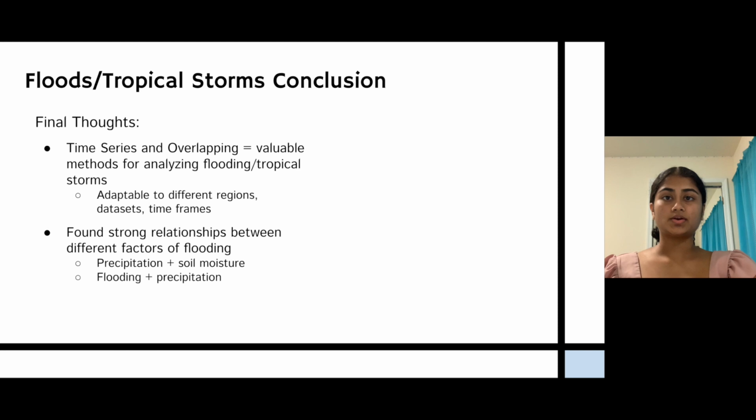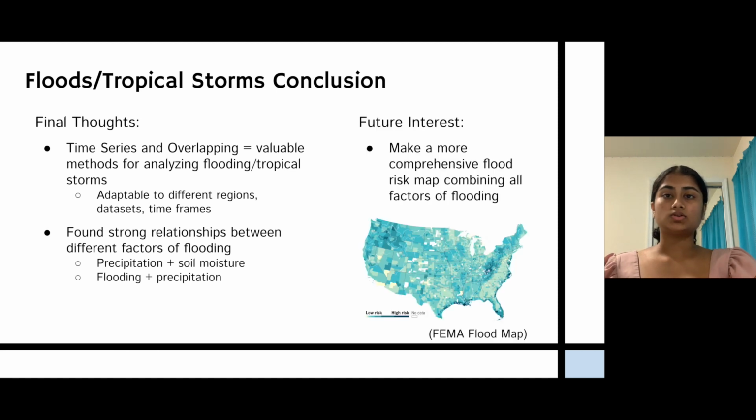From our research, we have found that time series and overlapping are valuable methods for analyzing floods and tropical storms, especially because of their adaptability. They also allowed us to find strong correlations between different data sets. In the future, we would like to combine all of the data sets into one comprehensive flood risk map like the one from FEMA shown here.